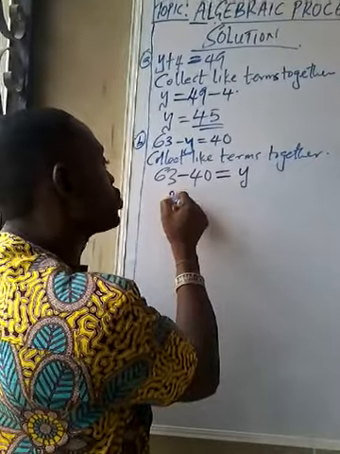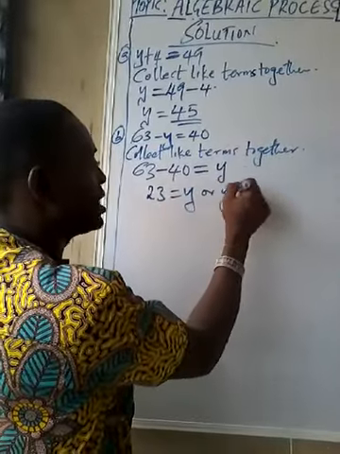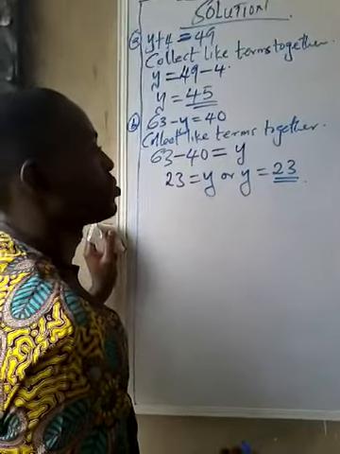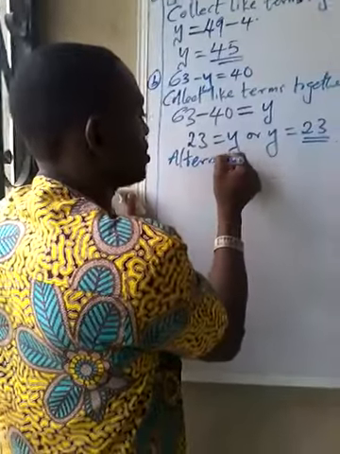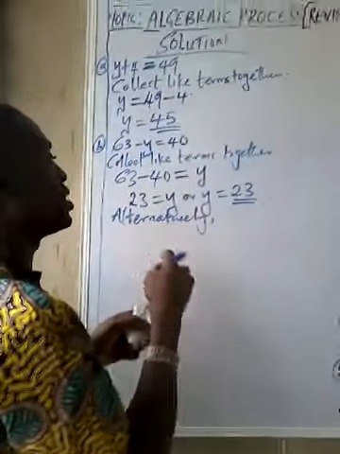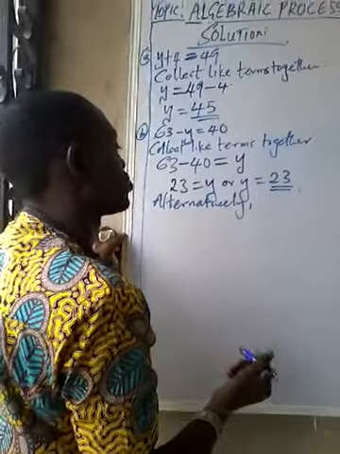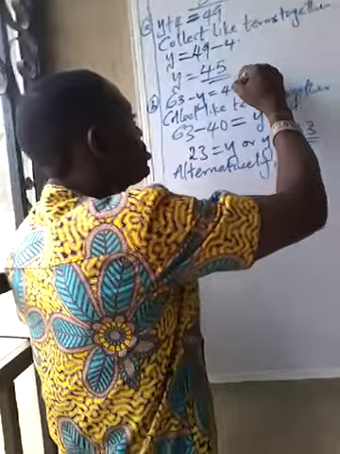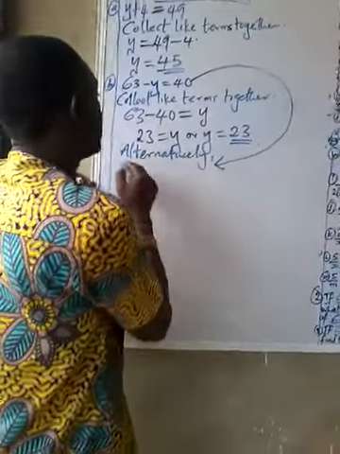So 23 is equal to y, or y is equal to 23. You have the answer that way. Very, very simple. Alternatively, that's doing it another way. You can let your y remain here and move the 63 to the other side. Alternatively, if you collect like terms from here, collect like terms.